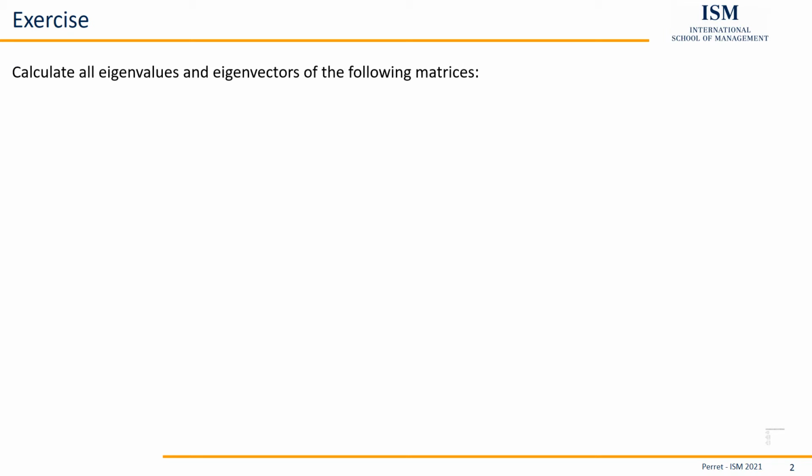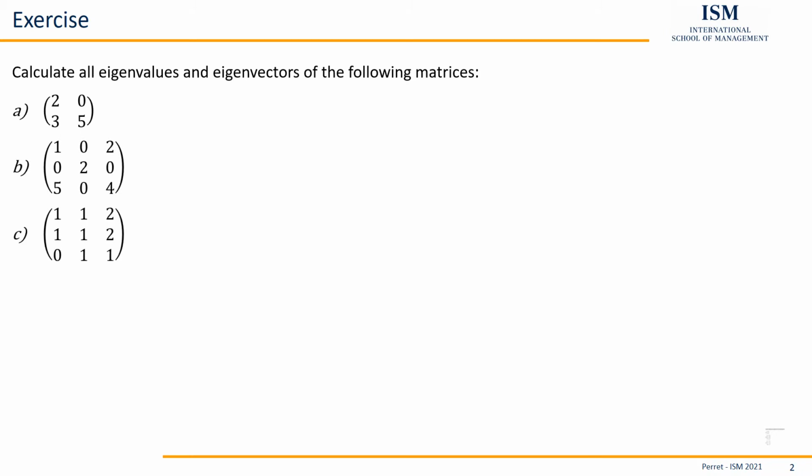Let's consider the exercises here. That's simply, as I said in the objective already, calculate all eigenvalues and eigenvectors of the following matrices. Here we have actually 3 examples where I want to calculate eigenvectors and eigenvalues. And I would say let's work through them, A, B, and then C.